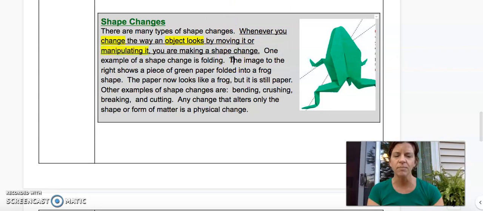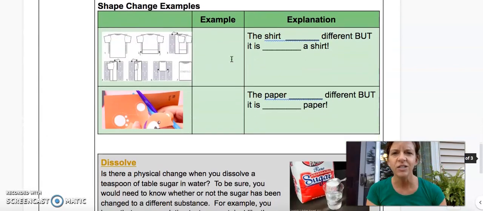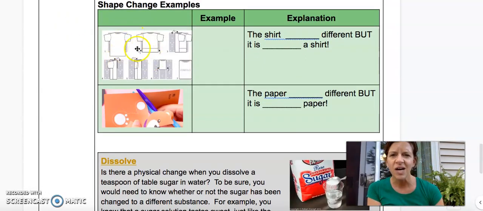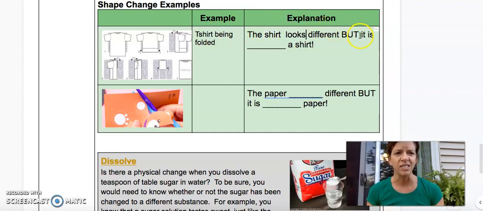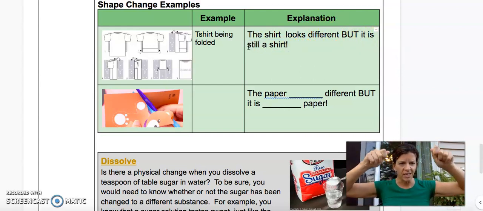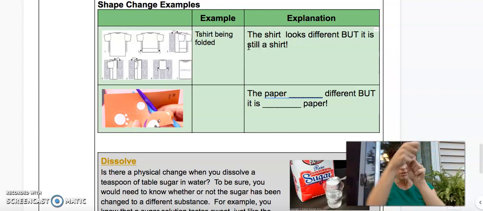All right, yours looks like mine. Pause if you need. Let's take a look at 2 examples. Here I see an example of a t-shirt being folded. The shirt looks different, but it is still a shirt. All right, the t-shirt like this looks much different from the folded t-shirt, but it's still a t-shirt.